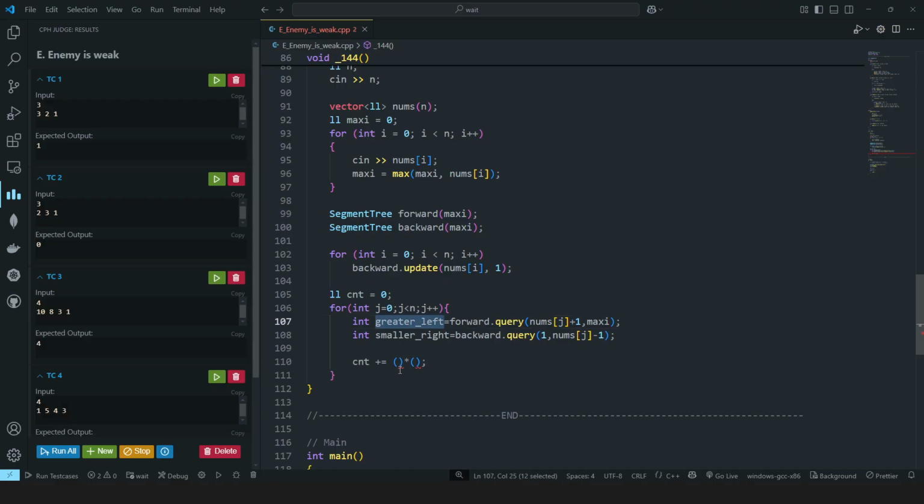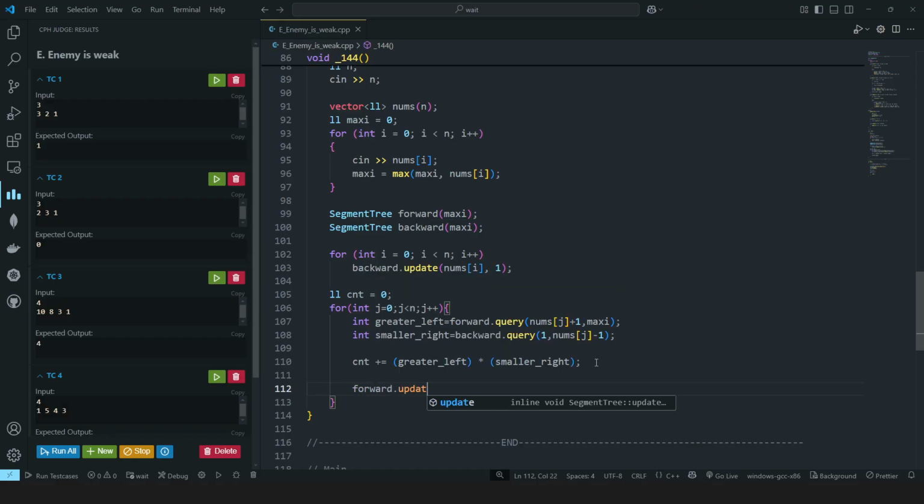So let me copy this here. So this will be my greater left and this will be my smaller right. And once this is done, what we used to do after this is make sure that before moving on to the next index, we have to update the status of the current indexes in both of the arrays.